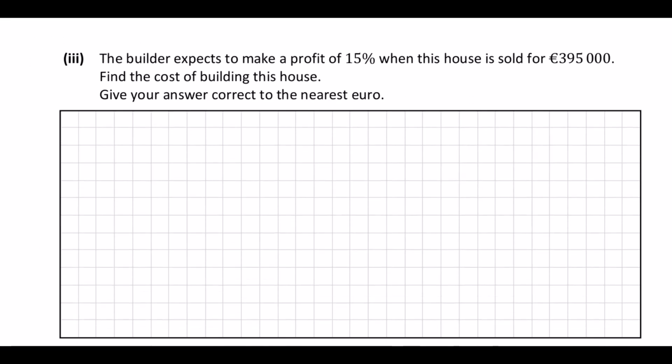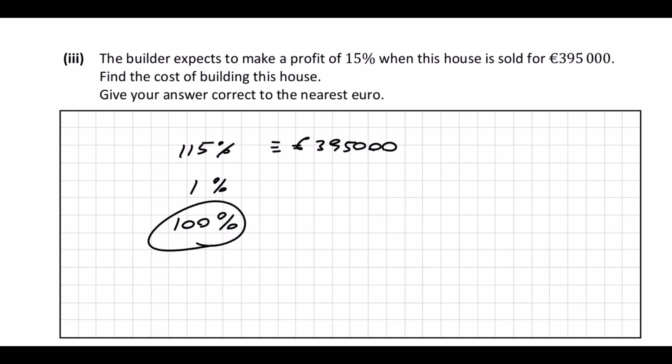The builder expects to make a profit of 15% when this house is sold for 395,000 euros. Find the cost of building this house. Give your answer correct to the nearest euro. Okay, so what we would do here is take 115% as being the equivalent to the price of the house. It sold for 395,000 euros. So what we want to do is bring this down to 100%. So the first thing you would do is go to 1%. And then up to 100%. So this would be the cost of the house and this would be what it sold for.